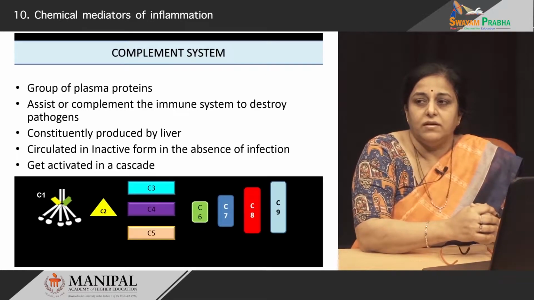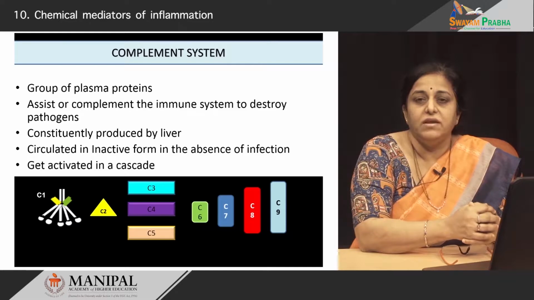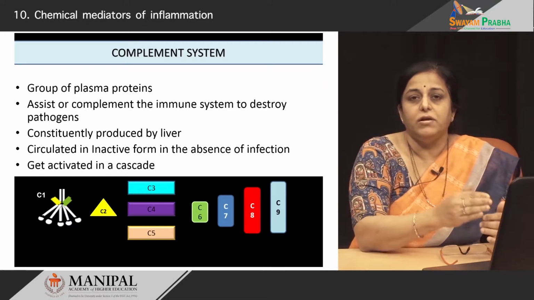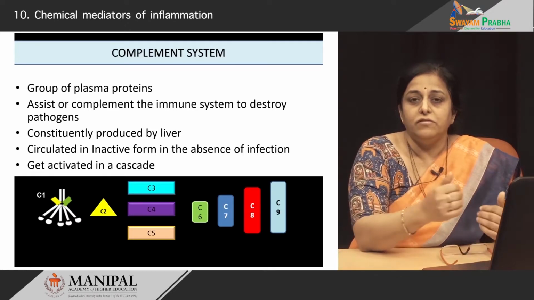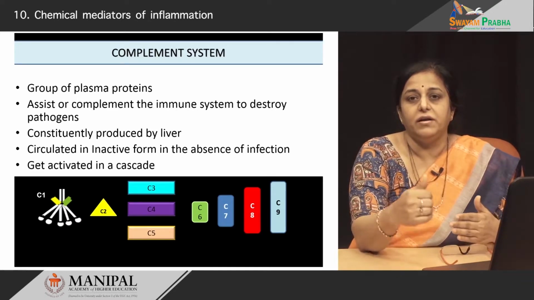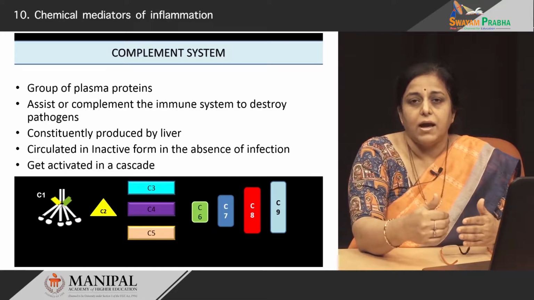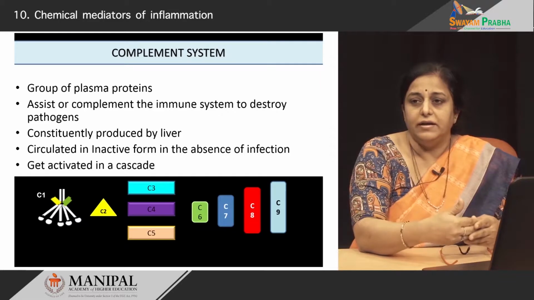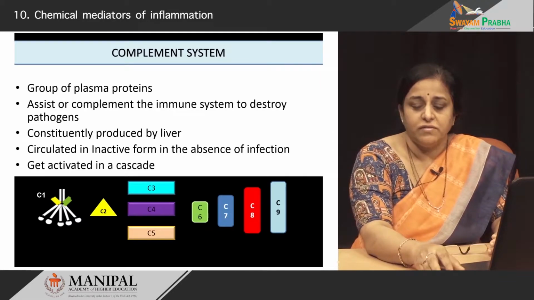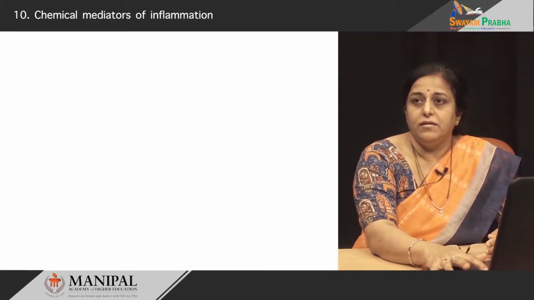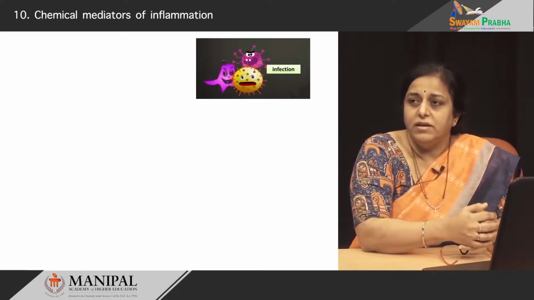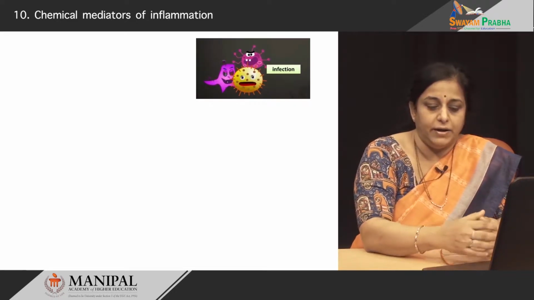So, as you can see here, there are 9 complement proteins, C1 to C9. It does not mean that C1 is generated and then C2, C3, C4. It is not according to how it is generated in the sequence. It is named as how it was discovered in the early days. So, C1 is discovered first. We can see that the complements are activated whenever there is an infection. So, infection is the trigger for complements to be activated.